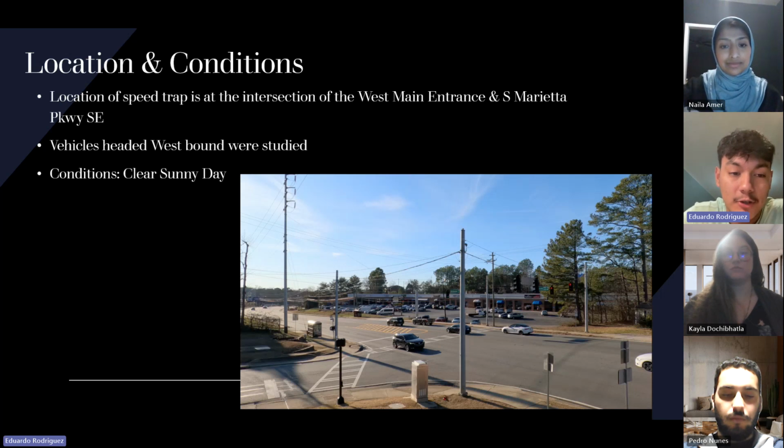The location of the speed trap is at the intersection of West Main Entrance and South Marietta Parkway. Vehicles headed westbound were studied. Conditions, as you can see in the photo, are a clear, dry, sunny day.